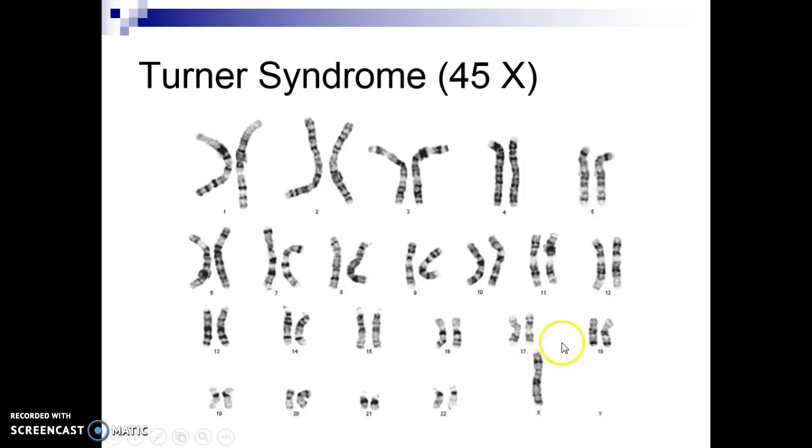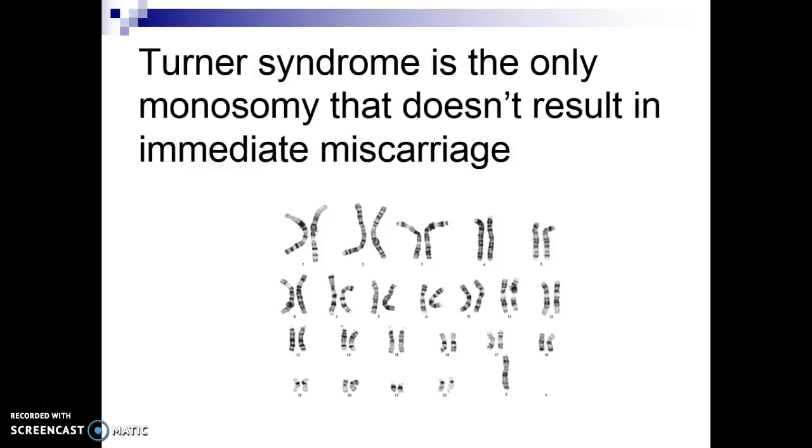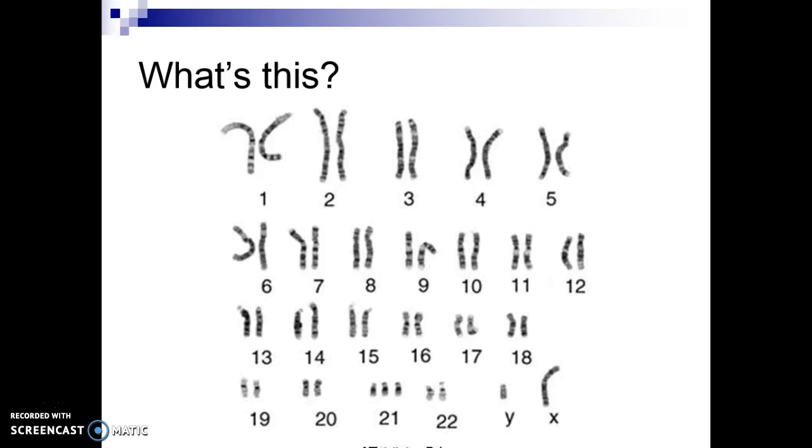Here's an example of 2 women whose age is not that different, but outward appearance looks very different because this young lady here has Turner syndrome and doesn't have the second X chromosome that becomes activated and basically turns her from a girl to a woman. She stays a girl her whole life. Linda Hunt, a well-known actress, is an example of a young woman who is dealing with Turner syndrome. It's the only monosomy that doesn't result in immediate miscarriage. So in other words, it's the only time you can have a missing chromosome and not immediately be terminated.